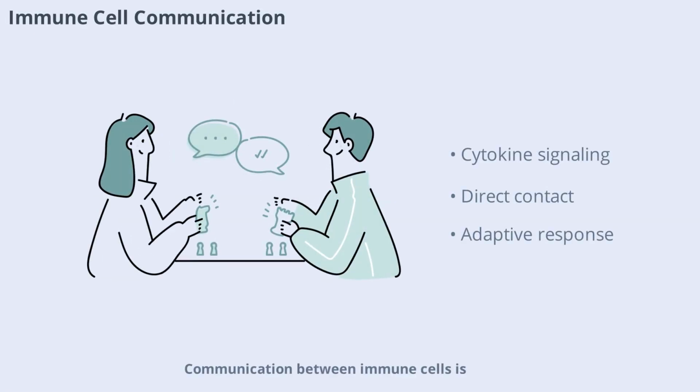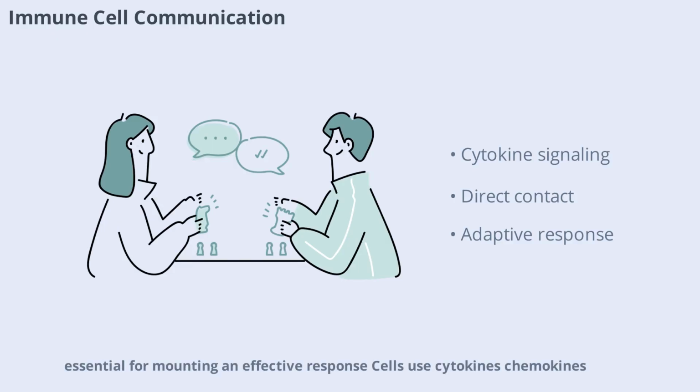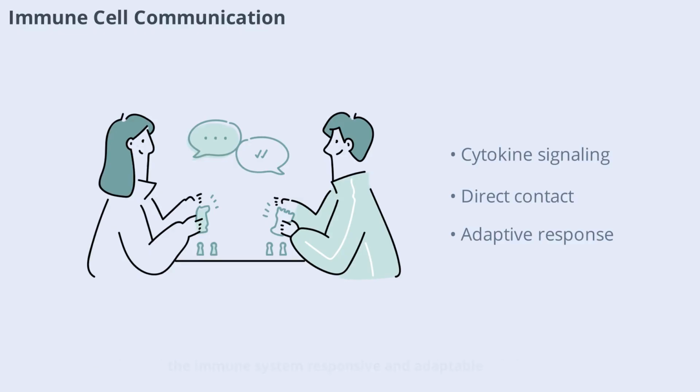Communication between immune cells is essential for mounting an effective response. Cells use cytokines, chemokines, and direct contact to relay information, adjust strategies, and coordinate their actions. This intricate network of signals keeps the immune system responsive and adaptable.